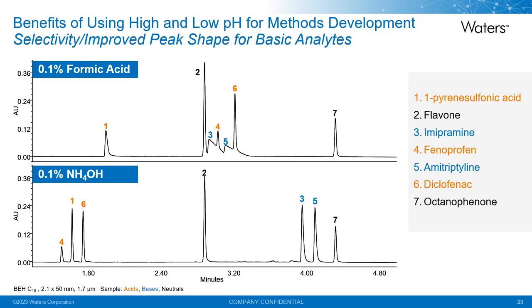In the top chromatogram at low pH, the acids are unionized and more hydrophobic and are very well retained. The bases are ionized, show poor peak shape, and are less retained. In the bottom chromatogram at high pH, now the acids are ionized, more hydrophilic, and are less retained. The bases are unionized and more retained, and you can see a significant improvement in peak shape. Silica-based particles can't operate at pHs above pH 7 and 8, so you can't use high pH and therefore see these benefits.